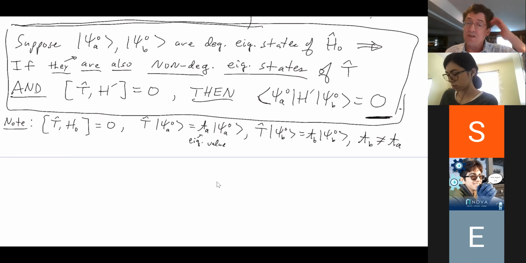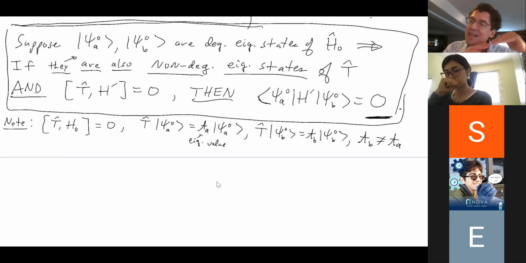And then we have to make sure that our degenerate subspace are eigenstates of the new operator. And not just any old eigenstates, but non-degenerate eigenstates of the new operator. And if that's true, then we know that we have a good basis. But if it's not true, we have a bad basis. It goes in both directions: if it works, you have a good basis; in the other direction, if it doesn't work, then you have a bad basis.